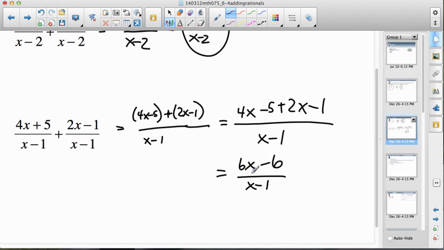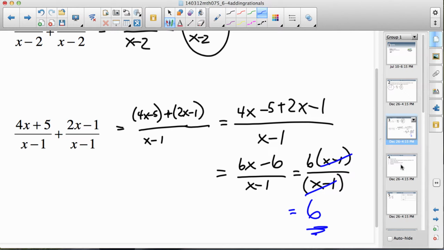I might, with this one, do one last thing. Because I just noticed on the top I can factor out a 6. And if I factor out a 6, I'm left with 6 times x minus 1 all over x minus 1. And notice now that I've got the exact same thing on the bottom and on the top. I could actually cancel those. So my answer to the whole question, which is a little abnormal, usually I stop right there, but I just noticed you could factor that one again. So my total answer for the whole thing would be just plain 6.